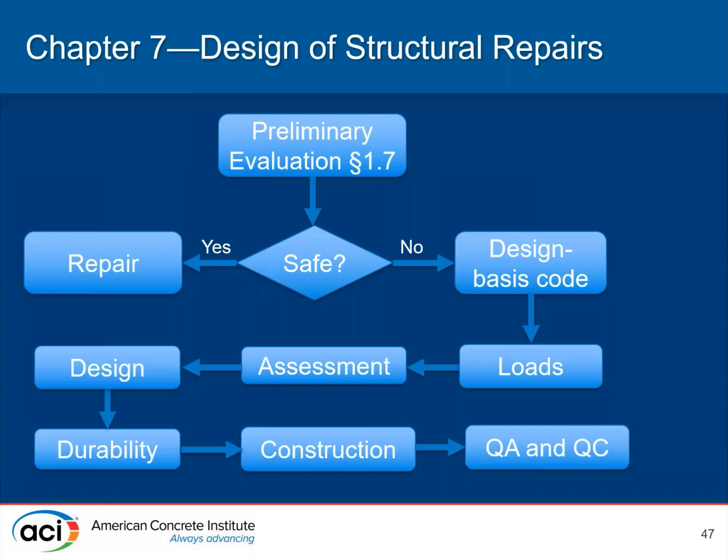And so again, this is a flow chart that has come up a few times in this webinar series. At this point, we're going down into the middle portion of it. So once the preliminary evaluation has been done, potentially dangerous structural conditions have been evaluated, and the design basis code has been looked at and confirmed, and the assessment's been conducted, at that point, Chapter 7 provisions of design for the structural repairs come into play.